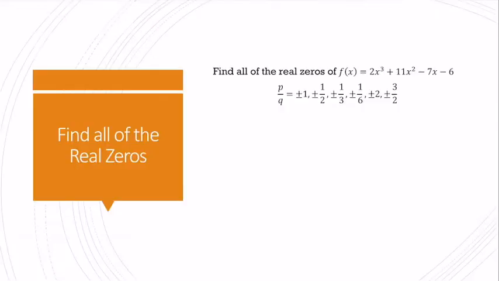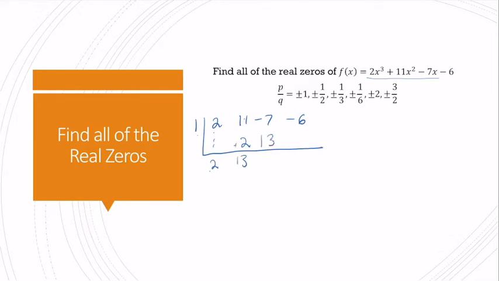So let's go ahead and find all of the real zeros of 2x cubed plus 11x squared minus 7x minus 6. So let's start at the very beginning, and a very good place to start is with 1. So if I take 1 into my polynomial, which is 2, 11, -7, -6, I pull down a 2. 1 times 2 is 2. 11 and 2 is 13. 1 times 13 is 13. -7 and 13 is 6. 1 times 6 is 6. My remainder is 0. Aha!